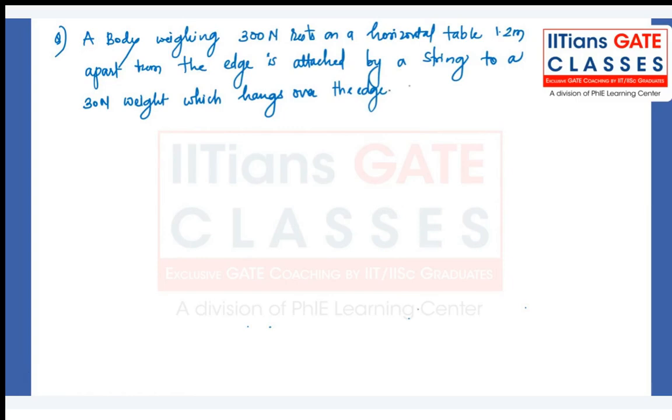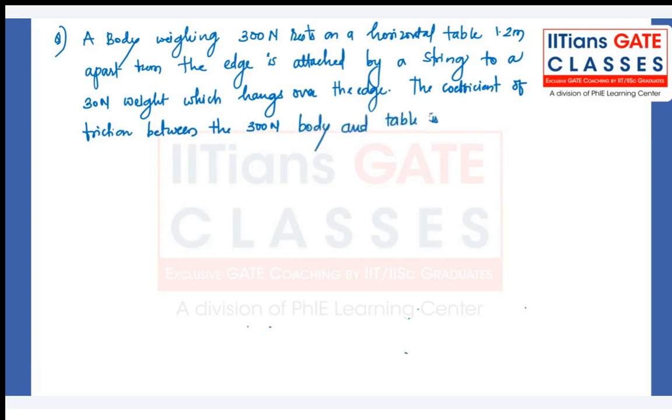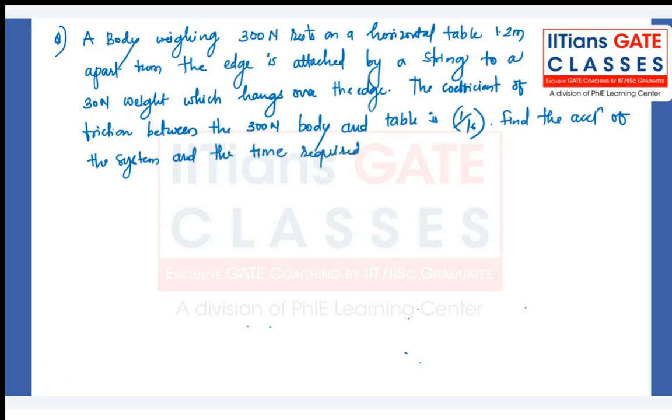The coefficient of friction between the 300 Newton body and the table is 1/16. Find the acceleration of the system and the time required to fall over the edges.